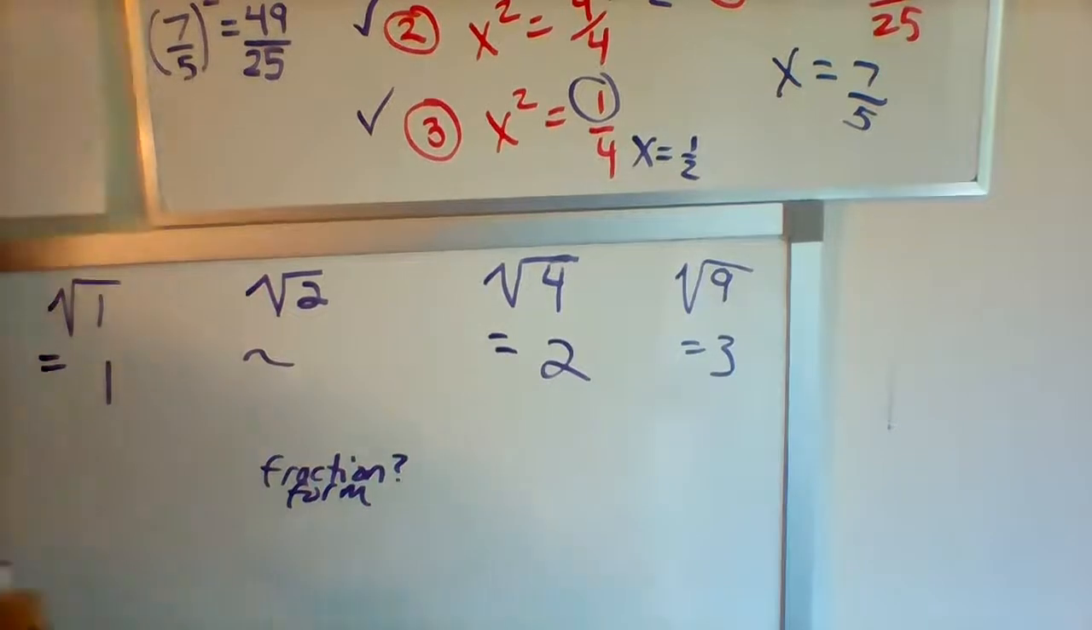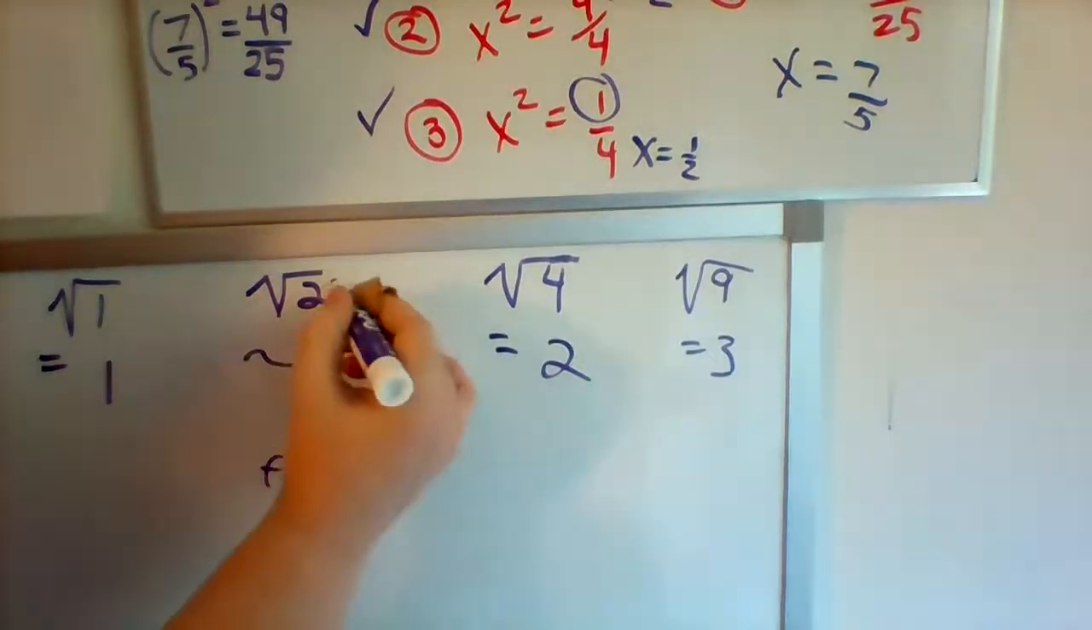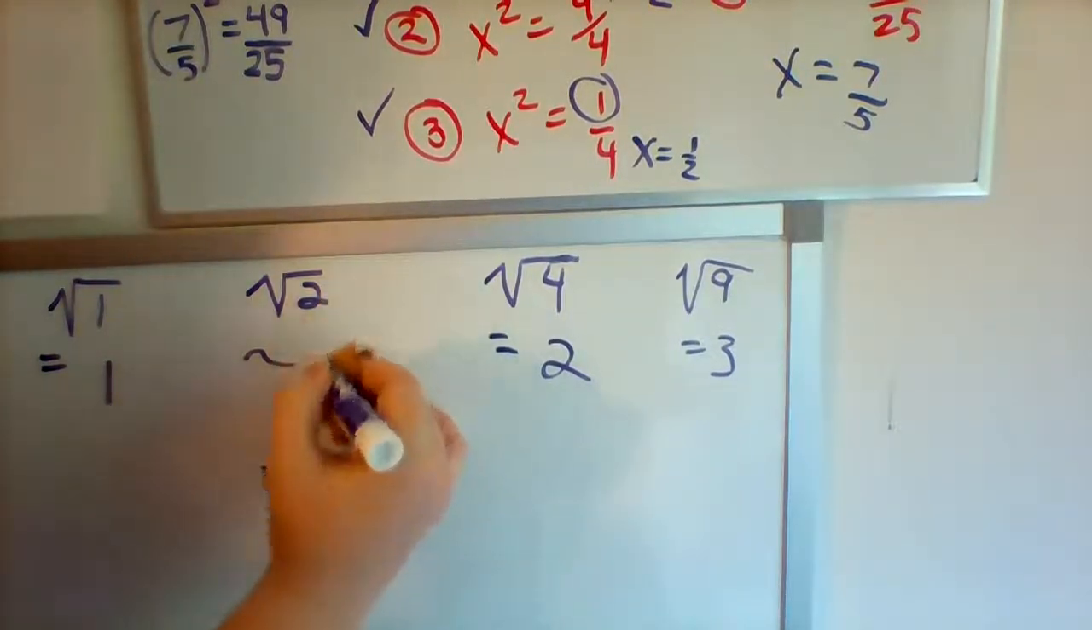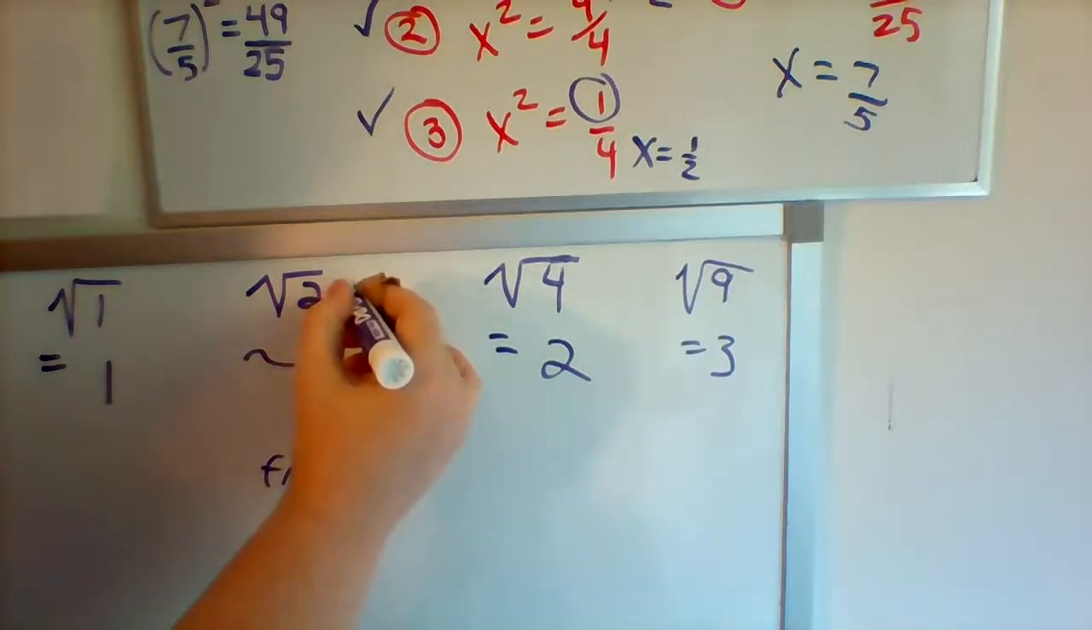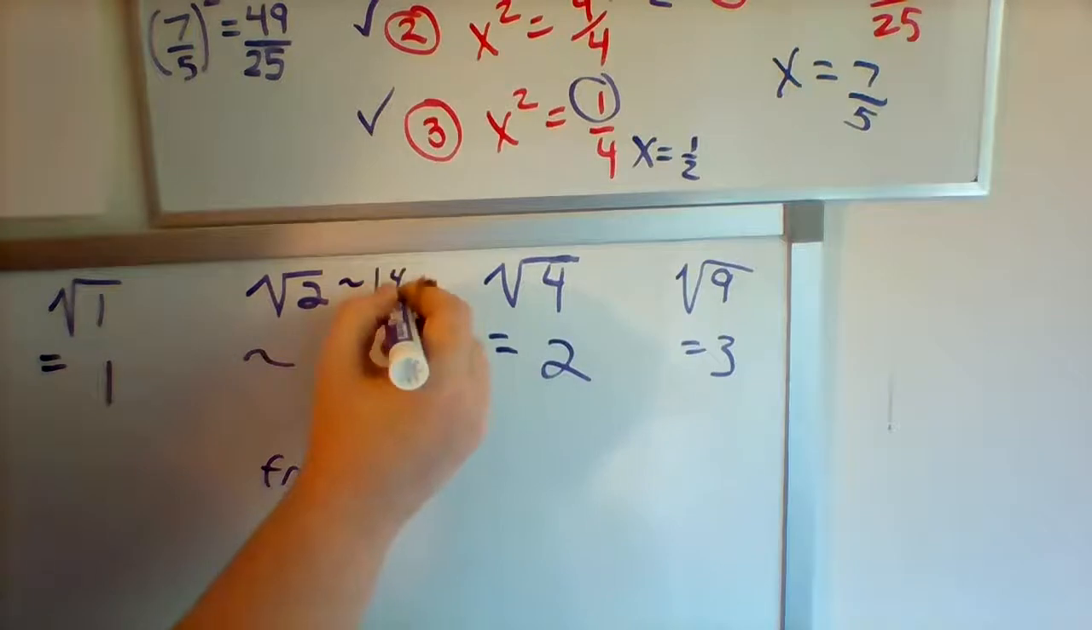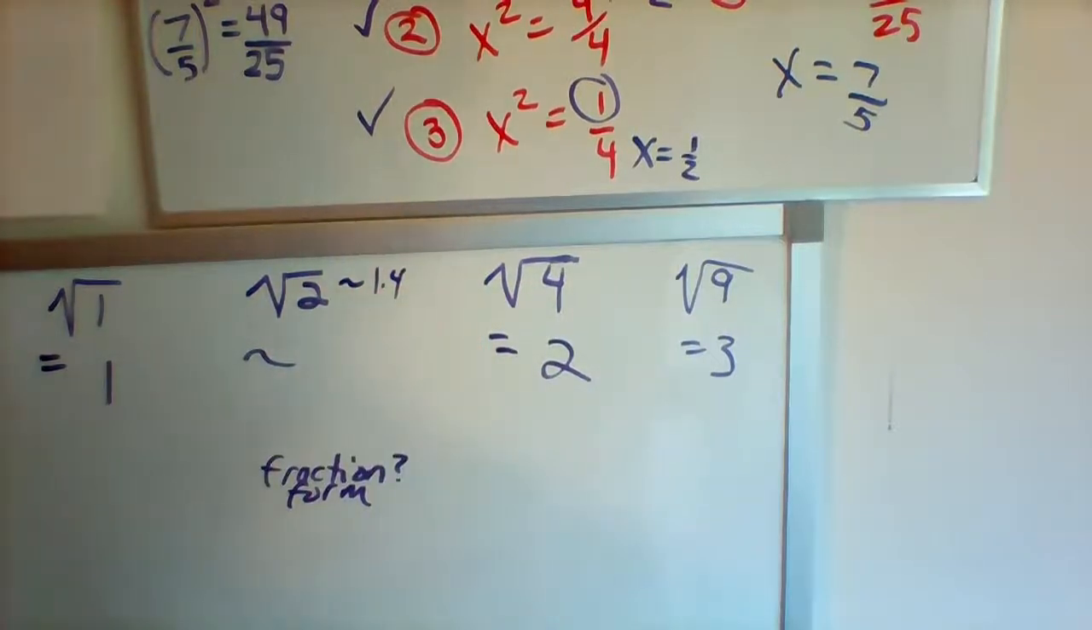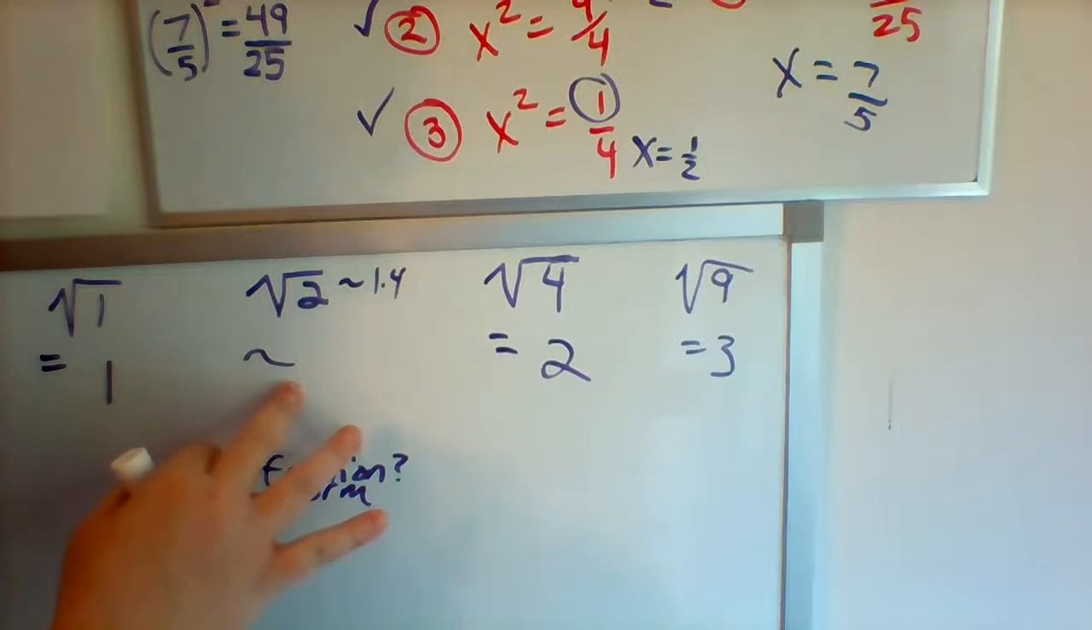All right, so I want to actually write this down too. I'll put it here, that the square root of 2 is approximately 1.4. I'll put it there for now. Yes, ma'am. I was counting up like 1.1, 1.2.